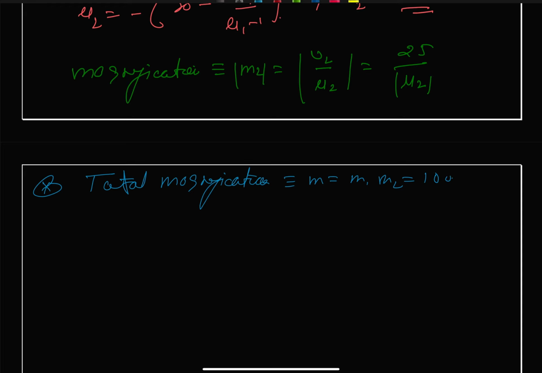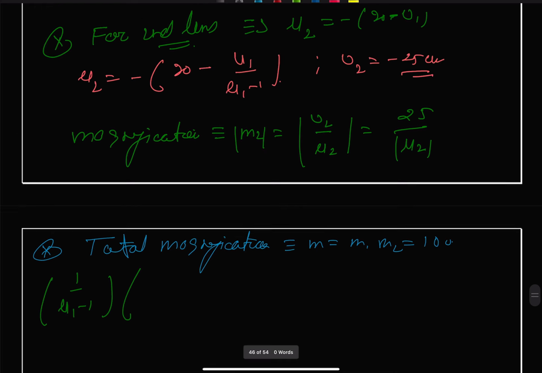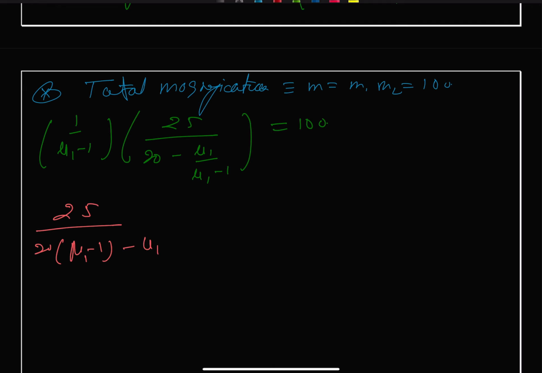We substitute it, we get 1 upon U1 minus 1 multiplied by 25 upon U2, where U2 is 20 minus U1 upon U1 minus 1, so this comes as 25 divided by 20 minus U1 upon U1 minus 1, is equal to 100. And now it is a simple calculation. U1 minus 1 cancels out. We take the LCM and we get 25 over 20 times U1 minus 1 minus U1 is equal to 100.